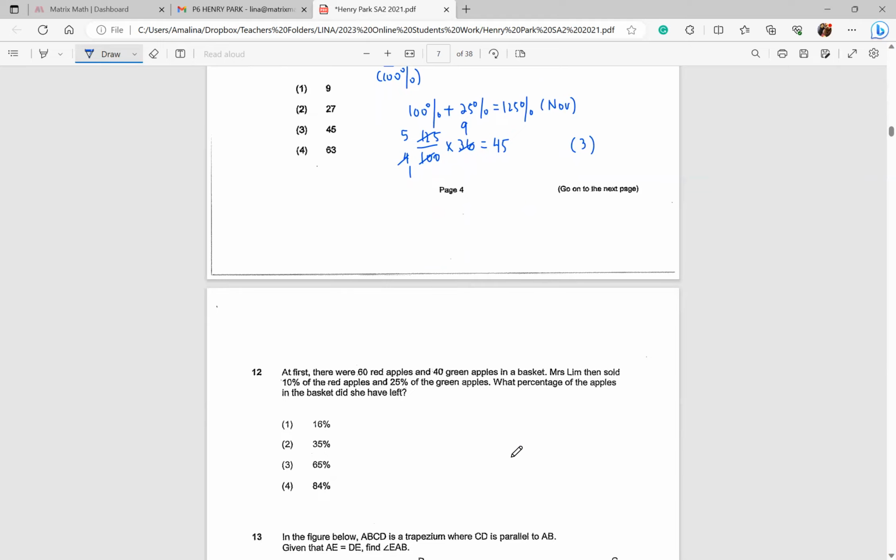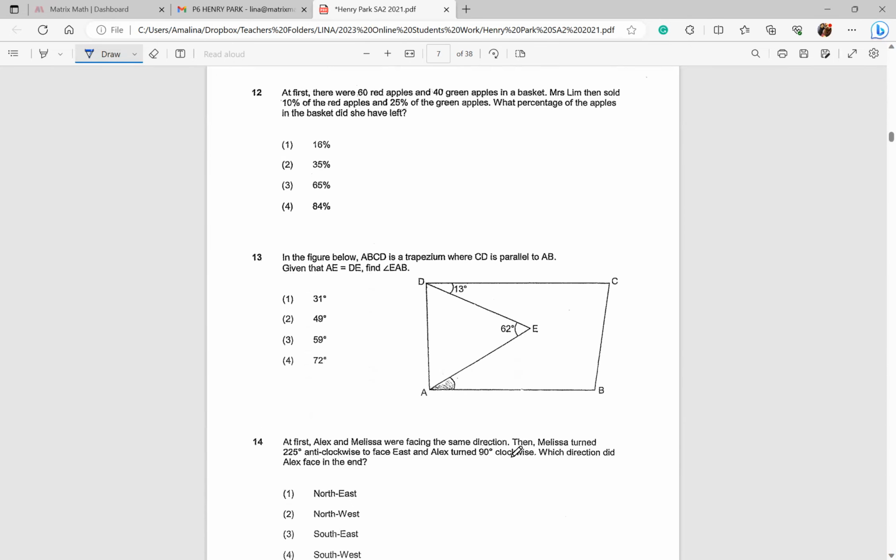Question 12, I will not go through. Okay, I'll go through question number 13. Now, in the figure below, ABCD is a trapezium where CD is parallel to AB. So I will annotate my diagram. Given that AE equals DE, find angle EAB. So since these two sides are the same, I will draw in my lines, AE and my DE.